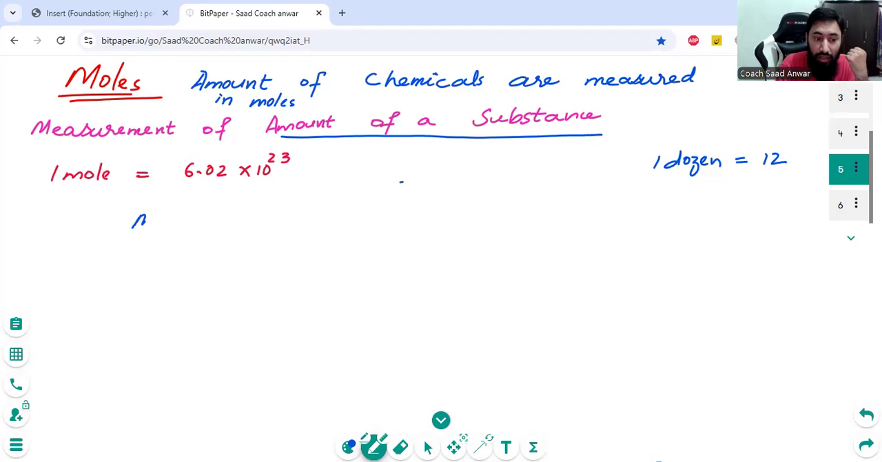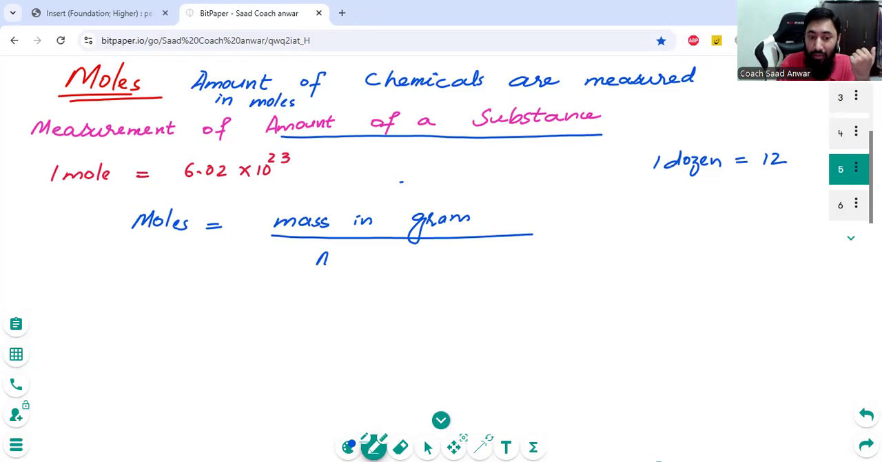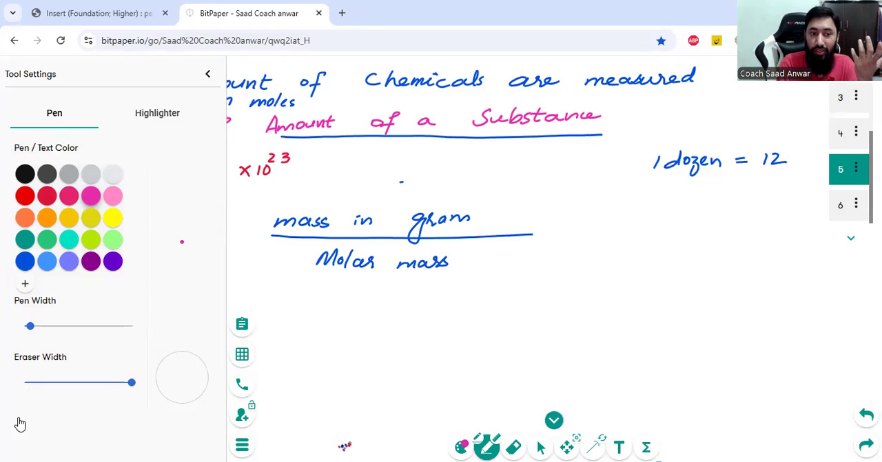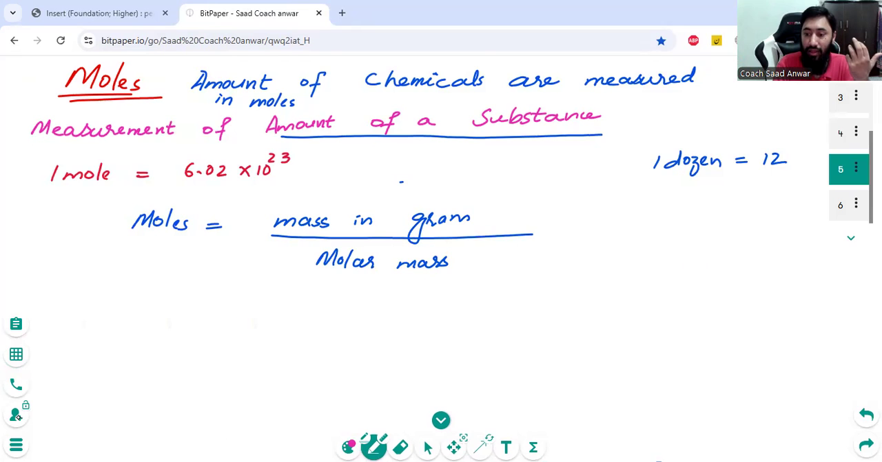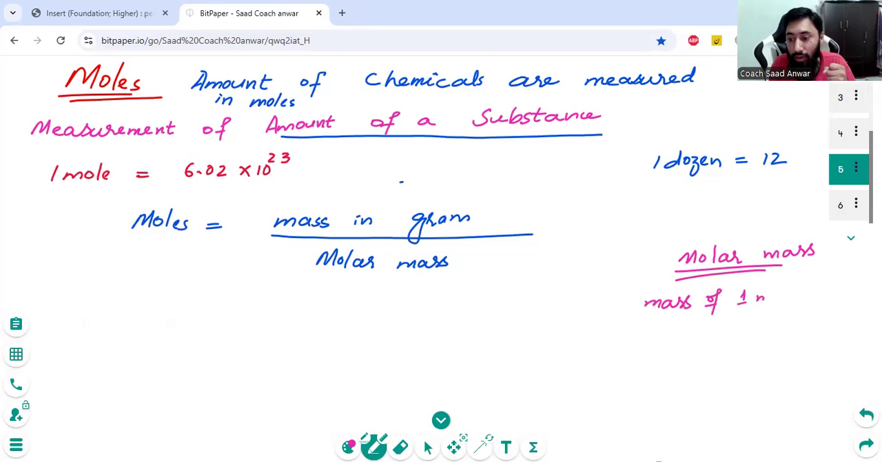There is a formula to measure moles. Moles is equal to mass in gram. So first of all, we need to measure mass, and for this, we use a mass balance, the weight balance. So mass in gram divided by molar mass. For many of you, molar mass is a new term. Maybe you don't know what molar mass is, so we can quickly go over it. Molar mass means mass of 1 mole of substance.